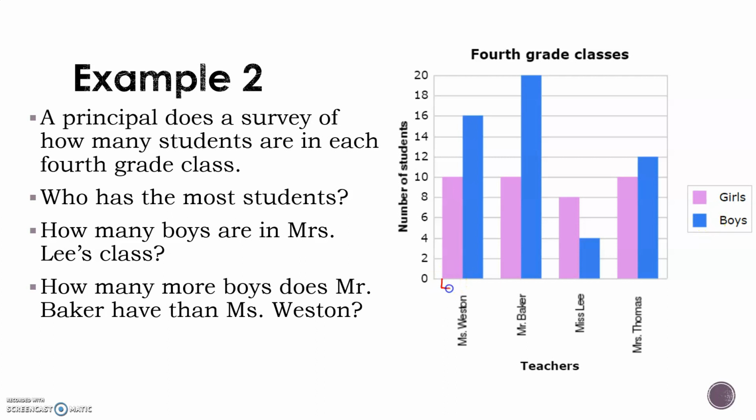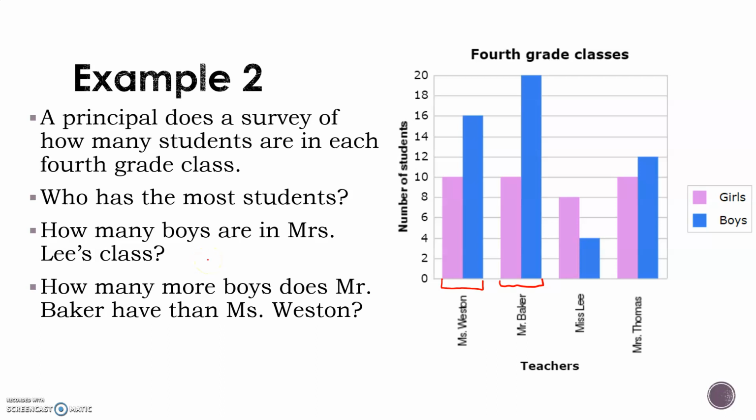So she's got girls and boys, and this represents how many students she has in her class. Mr. Baker has this many students. These represent the students by girls and boys that are in his class. All right. So it says, who has the most students?